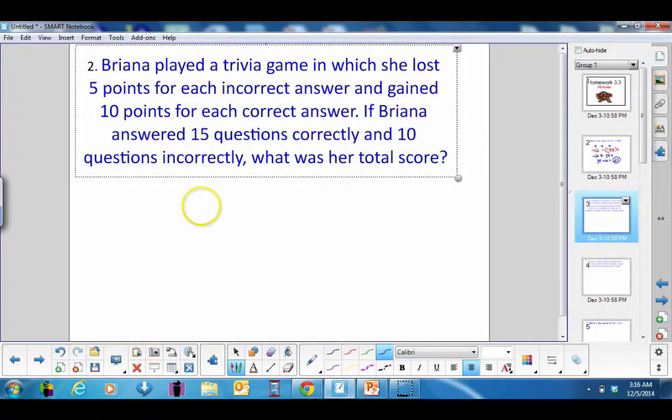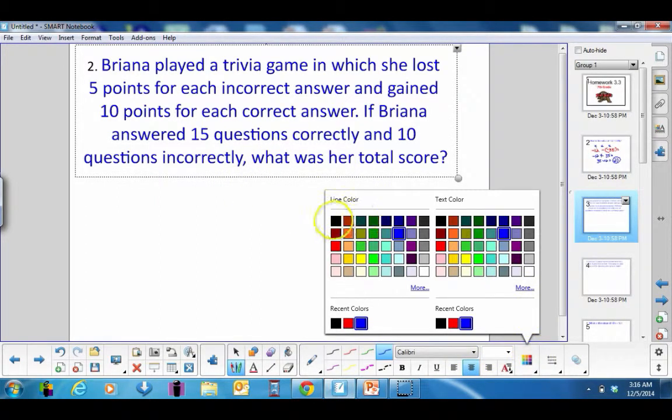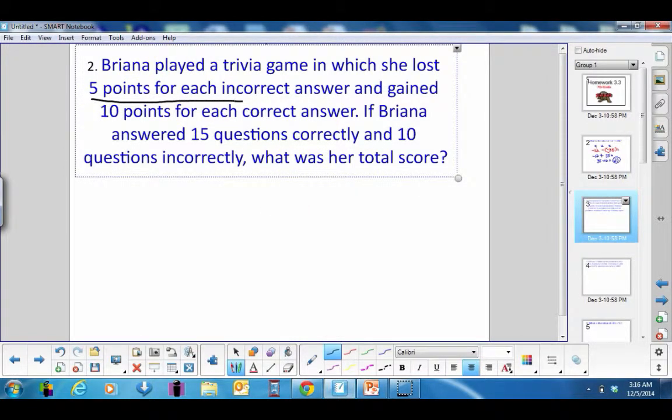Okay, number two, Briana played a trivia game in which she lost 5 points for each incorrect answer and gained 10 points for each correct answer. If Briana answered 15 questions correctly and 10 questions incorrectly, what was her total score? Now there's some things I like to do with problems that help me figure them out, right? I underline important information. So 5 points for each incorrect answer, 10 points for each correct answer, and she answered 15 correctly and 10 incorrectly. So let's go ahead and see if we can figure it out.